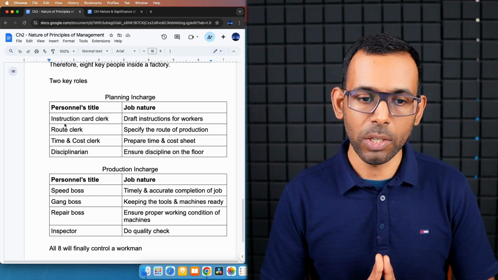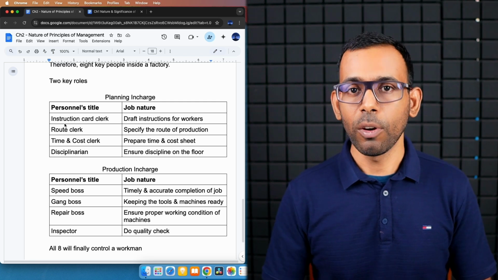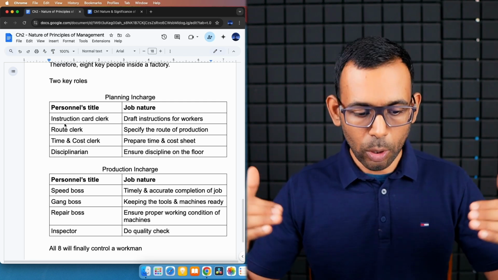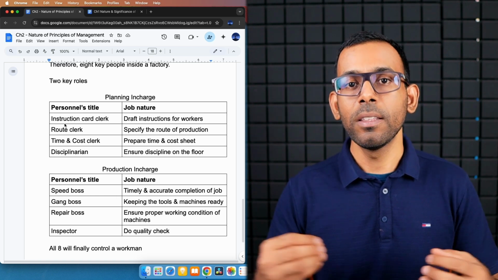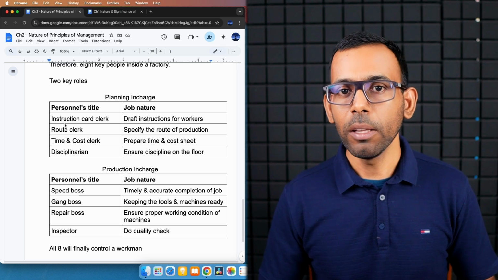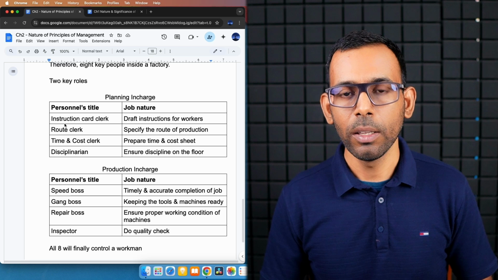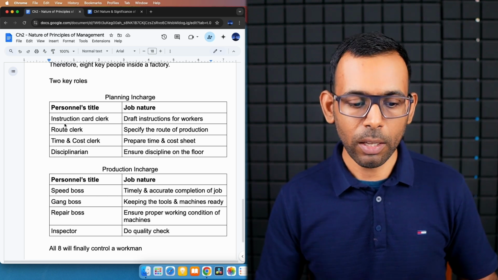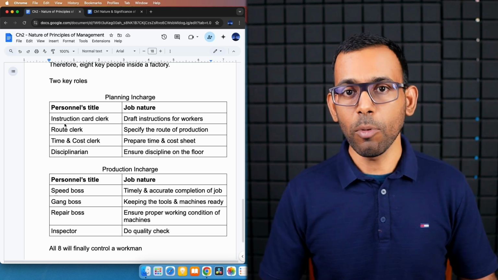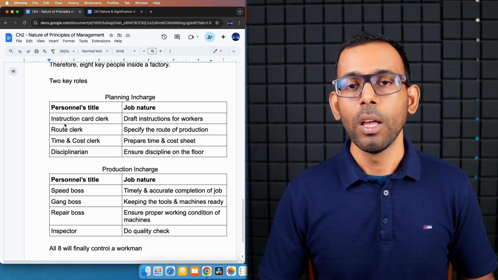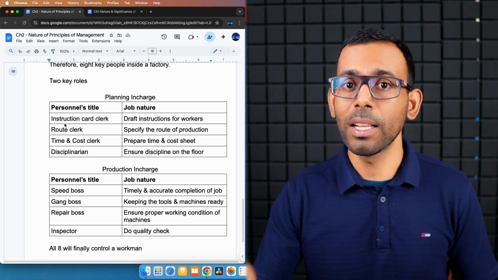So what does the instruction card clerk do? He drafts the instructions for workers. There will be lots of low level workers inside a factory. Those people will be waiting for the instructions because every day the production plan might differ. Someday, let's say it's a food processing company, someday they will decide to make vanilla milkshake, someday they will decide to make strawberry milkshake. So every morning the worker has to know what we are going to produce today and what the key instructions are that they should keep in mind.